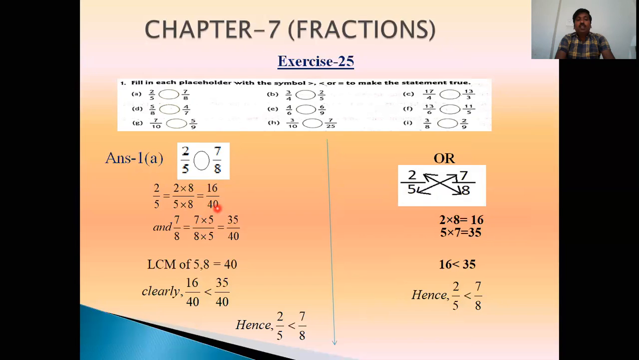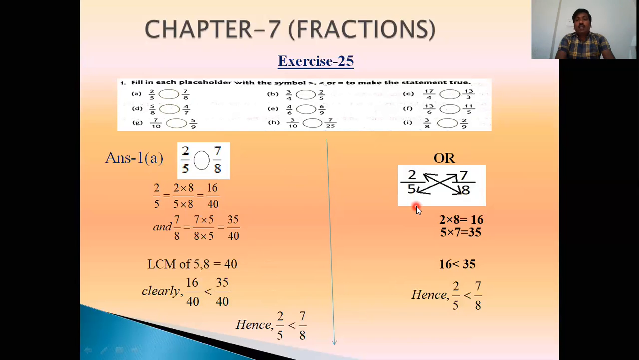Here we see in both cases, 2 by 5 and 7 by 8, 40 is the denominator, so both are equal. Now to compare the numerators, we find 16 is smaller than 35. It means 16 by 40 is lesser than 35 by 40. Now how did we find 16 by 40? 16 by 40 is found from 2 by 5. So we go to the original fractions: 2 by 5 is lesser than 7 by 8.